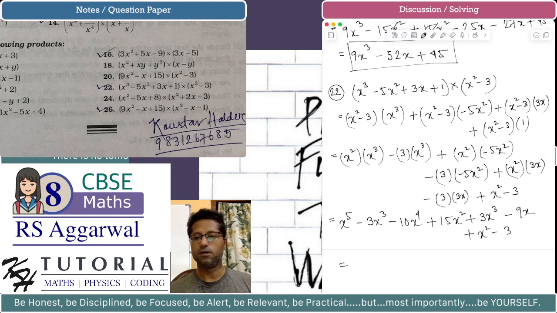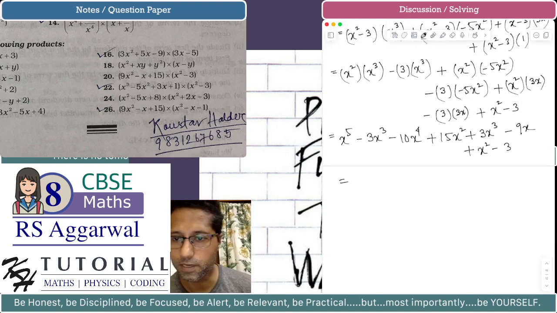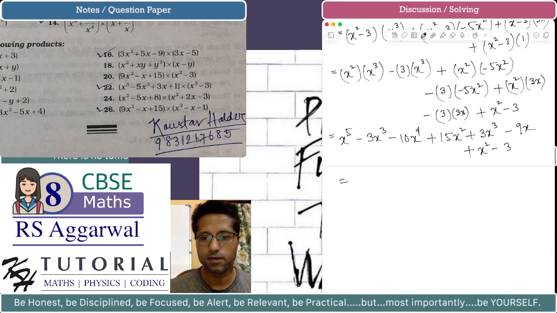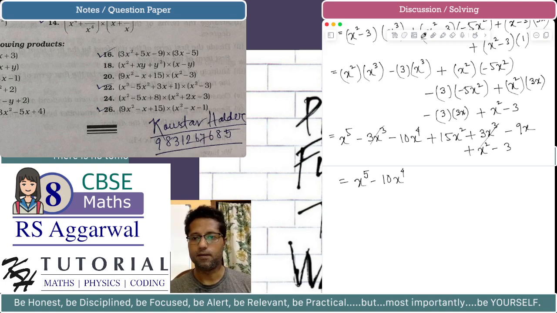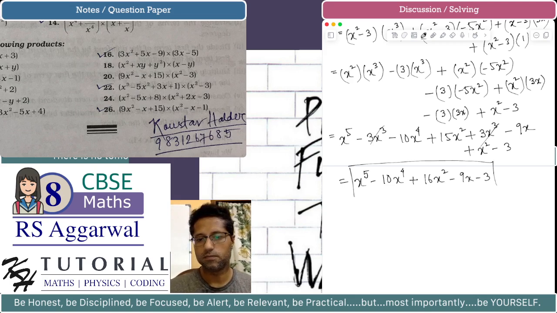Now you have to add up the similar terms. Okay, so we have x to the power 5, and we see minus 3x cube and plus 3x cube, they cancel out, and we see minus 10x to the power 4, and we have 15x square plus x square, that is 16x square, and we have minus 9x and minus 3. So this is the final result.